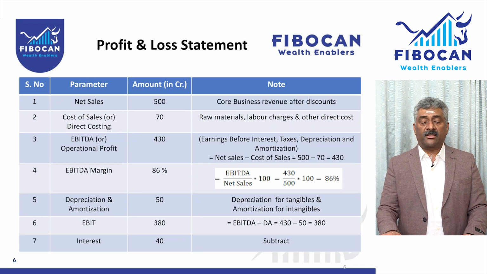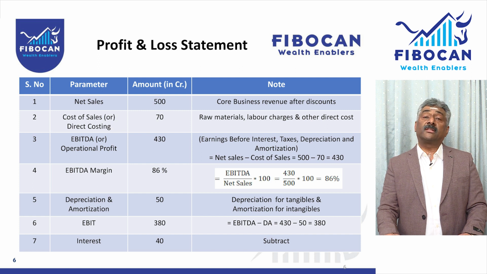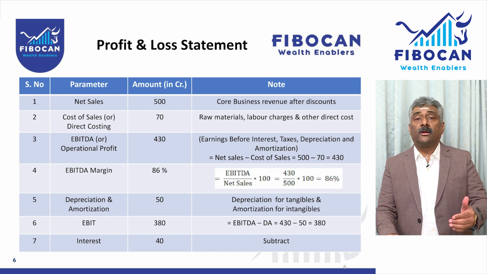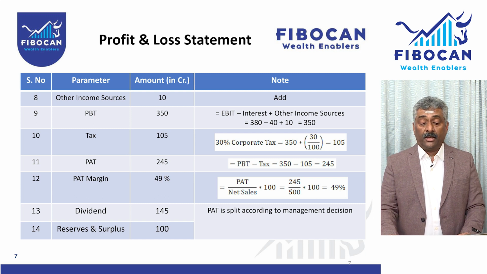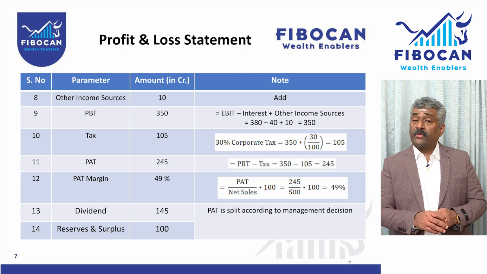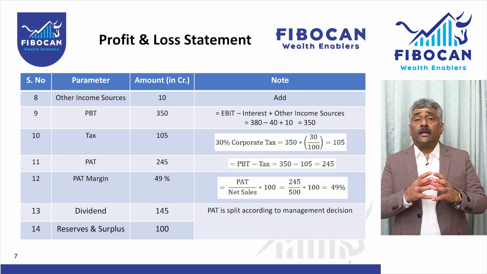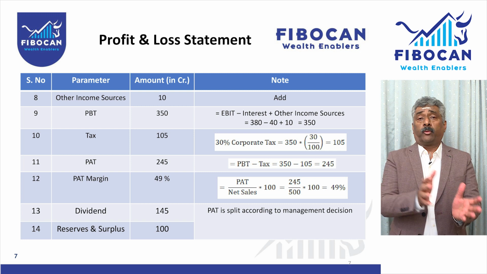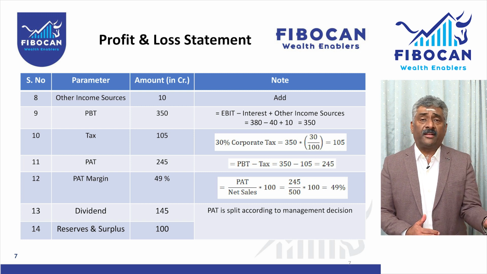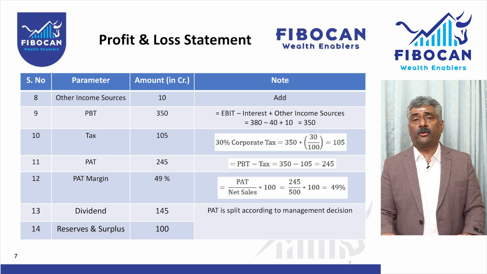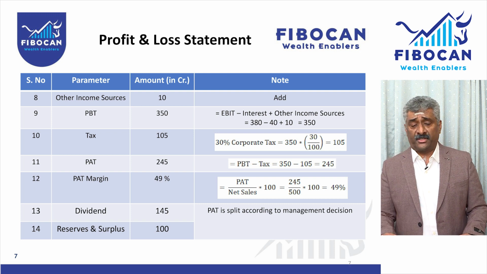Again, I am going to an earlier slide, slide 6. You see EBITDA margin is 86%. So EBITDA margin is 86%, but once you deduct depreciation, interest and pay tax, what you get is only 49% of the net sales. Now the company, out of this PAT, can do two things. It can put the entire thing back into the business, or distribute the entire amount as dividend, or partially distribute as dividend and partially plough back into the business.